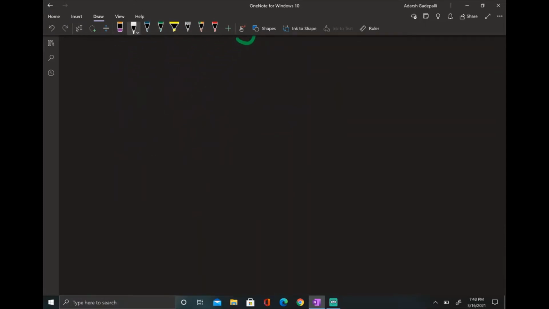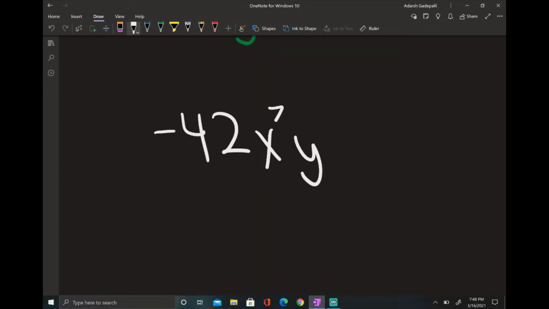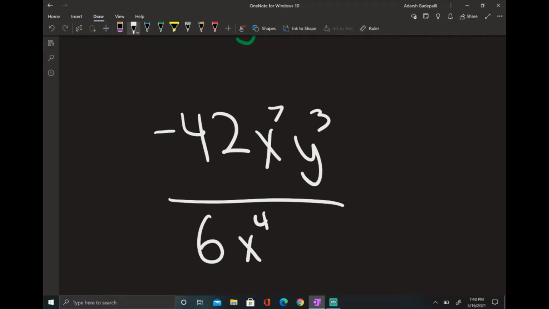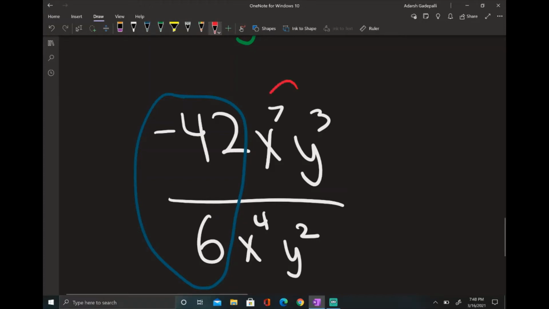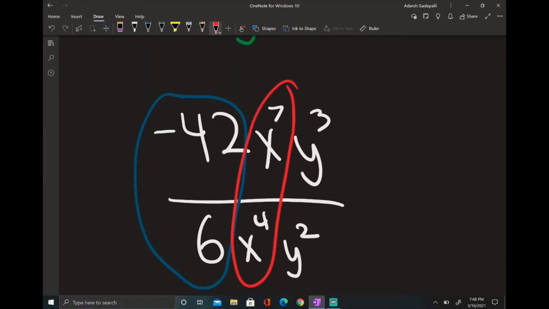Let's say -42 x to the 7th y cubed over 6x to the fourth y squared. Same thing, you want to match up the like terms. -42 and 6 are both numbers, no variables, so those are like terms. X to the 7th and x to the fourth are both x. And then y cubed and y squared match up.